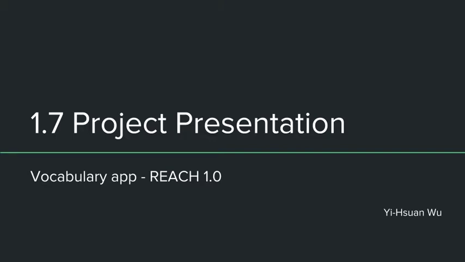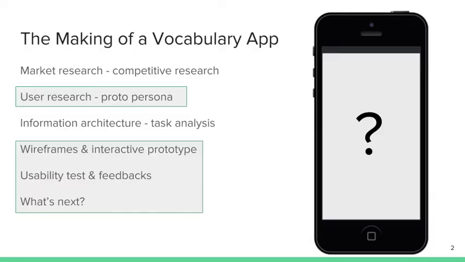I am Yi-Hsuan. This presentation is to summarize my first UX fundamental project, making a vocabulary app. The steps I've taken so far included market research, a competitive research analyzing 4 different groups of vocabulary apps based on their content and customizing potential. Then I've conducted a basic user research and used that to create the proto-persona.